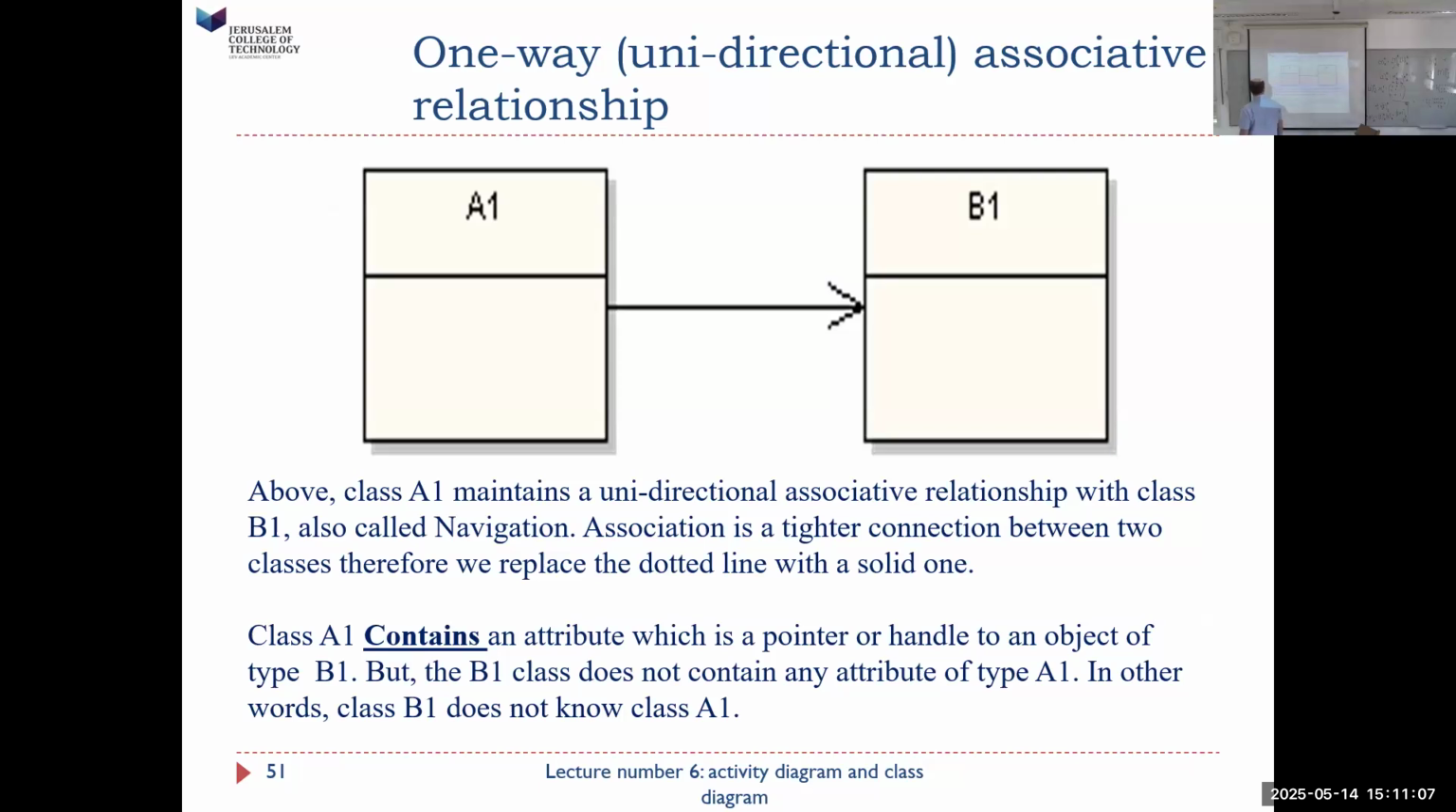In the class diagram above, class A1 maintains a unidirectional associative relationship with class B1. This is also called navigation because it goes in just one direction. It tells you which way to go. Association is a tighter connection between two classes, therefore we replace that with a solid line. Class A contains an attribute, which is a pointer or handle to an object of type B. Like in the example I said was wrong, now all of a sudden it's right because this is association. But the B class does not contain any attribute of type A. In other words, class B does not know that class A exists.